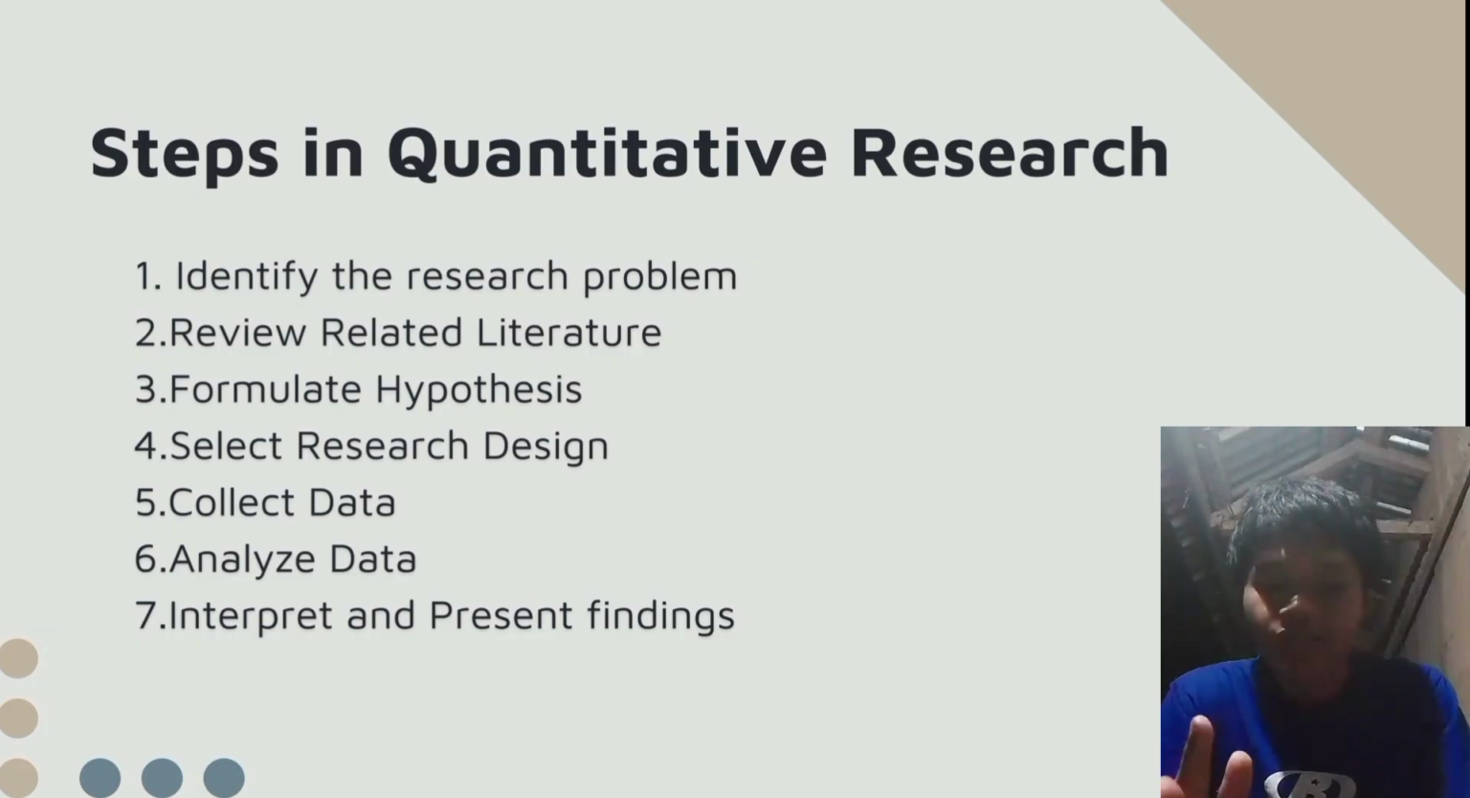Number 4. Choose research design. Decide on the method or plan for the study. Number 5. Collect data. Gather information from respondents or sources. Number 6. Analyze data. Organize and examine data to find patterns or results. Number 7. Interpret and present findings. Explain the meaning of results and share them.